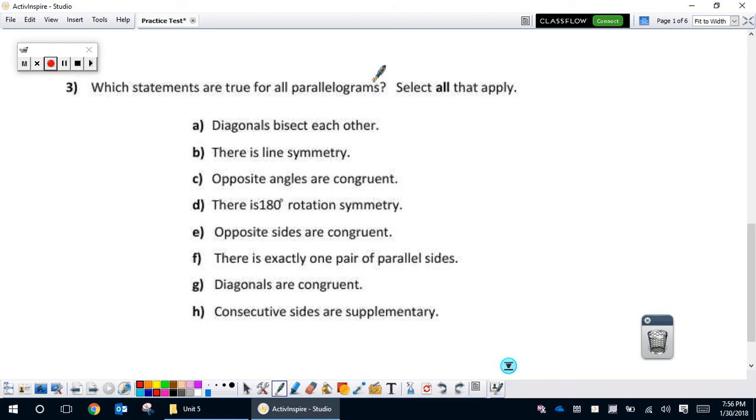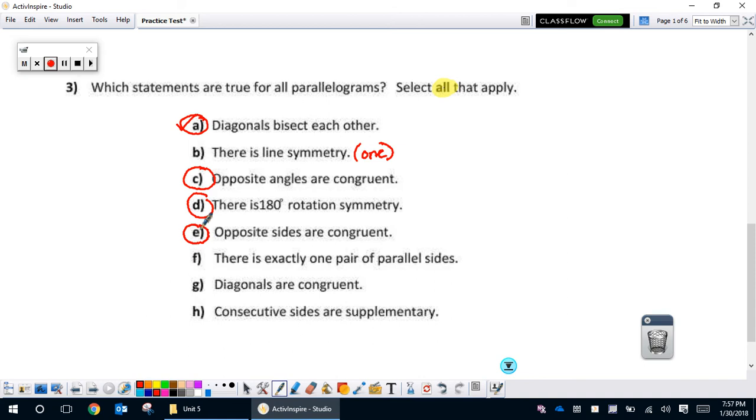Alright, number 3, which statements are true for all parallelograms? Select all that apply, so definitely more than one answer. If you're looking at your notes, you should be looking at properties of parallelogram notes. That will tell you diagonals bisect each other. There is line symmetry. This is referring to one line of symmetry, and we have discovered that there will never be one line of symmetry, so B does not count. Opposite angles are congruent. That is a property. Rotation symmetry of 180 degrees.